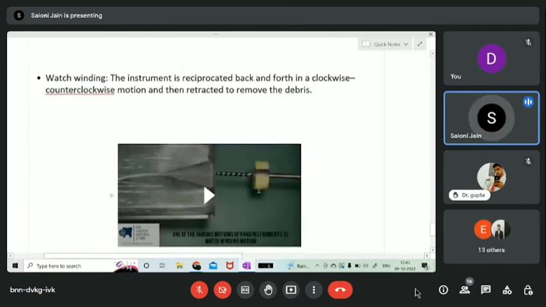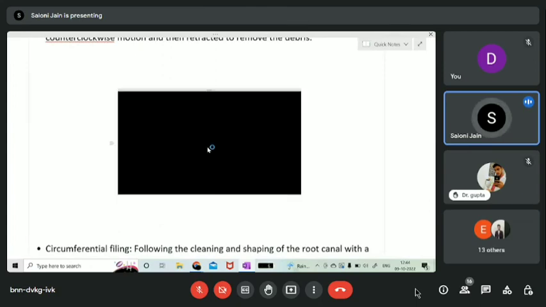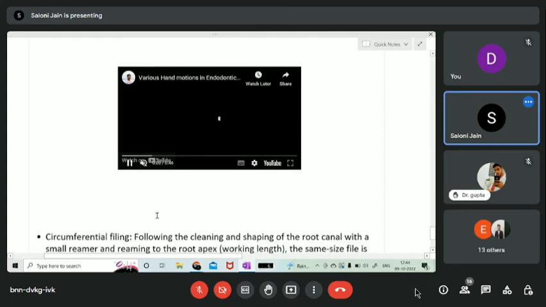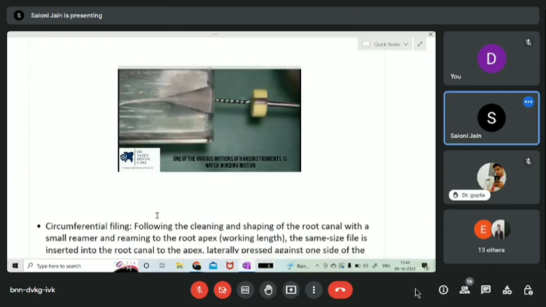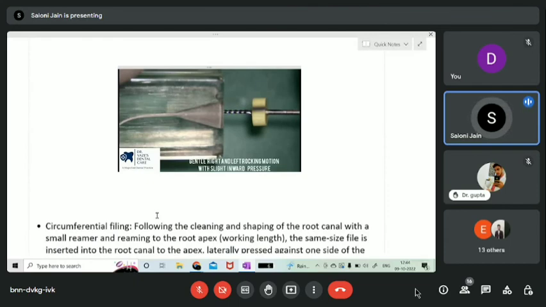Then you have the most common, watch winding motion. That is nothing but clockwise, anti-clockwise, remove. You give a clockwise turn, then you give an anti-clockwise turn, then you again give a clockwise turn and you remove. Again, you see a video here. See, clockwise, anti-clockwise, clockwise, anti-clockwise.